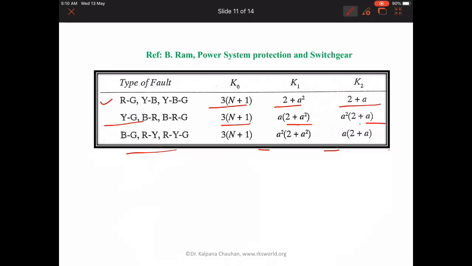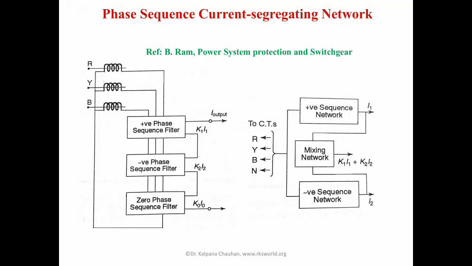Under certain fault conditions, the output current of a summation transformer is negligible or small, we can say it is around 0. This is the serious drawback of the summation transformer. To overcome this difficulty, a special kind of sequence filter which gives an output of the form 5I2 minus I1 is used. The power frequency current segregating network.